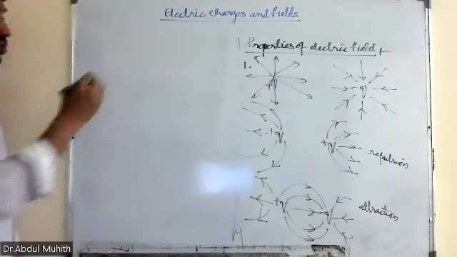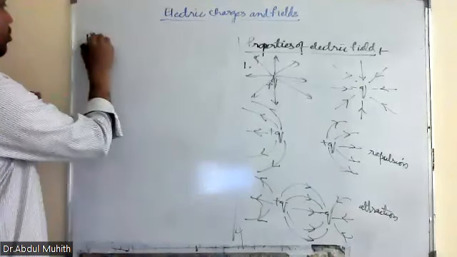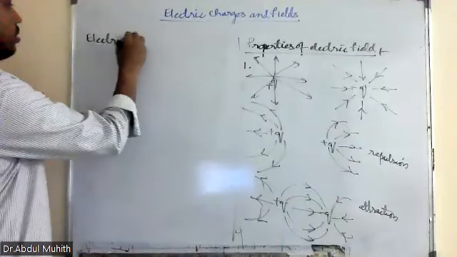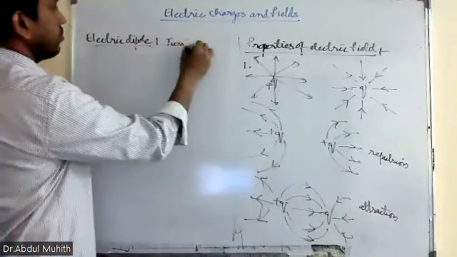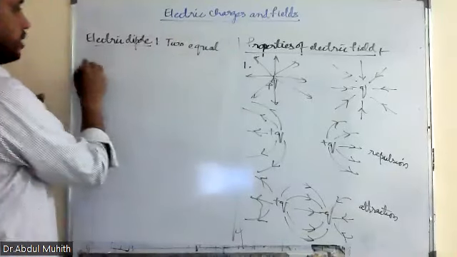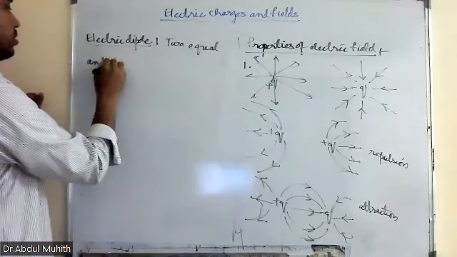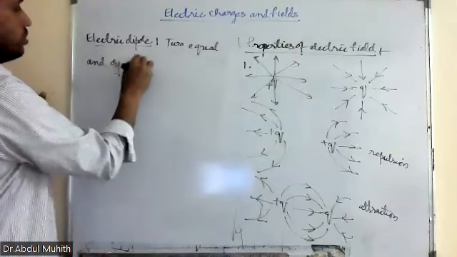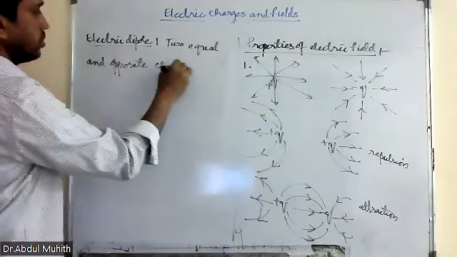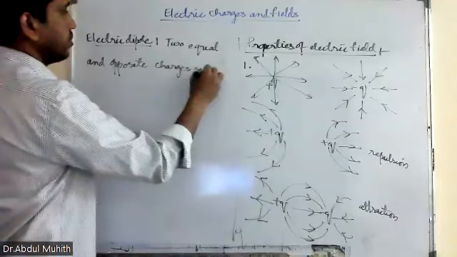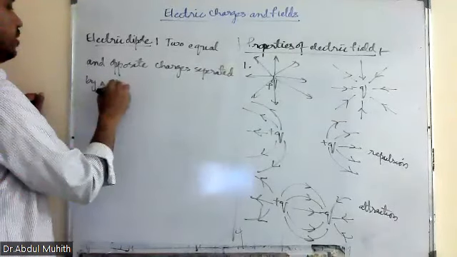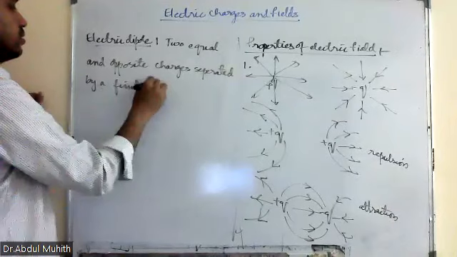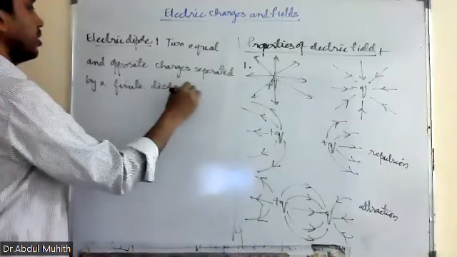Now, here we have electric dipole. What is electric dipole? Two equal and opposite charges separated by a finite distance. Very good. Two equal and opposite charges separated by a finite distance is said to be an electric dipole.